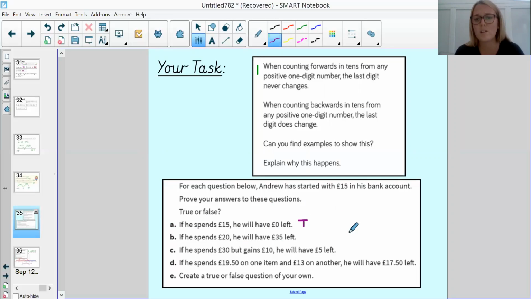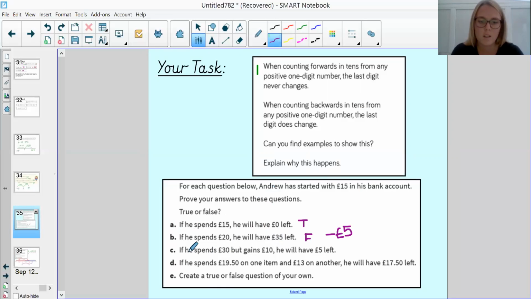B, if he spends £20, he will have £35 left. Okay, so if he starts with £15 and spends £20, we know he's spent more than he's got to start with. So he wouldn't be ending up with a positive amount left, definitely not more than he had to start with, okay? So this mistake that's happened here is we've added on the 20 rather than subtracted it, okay?